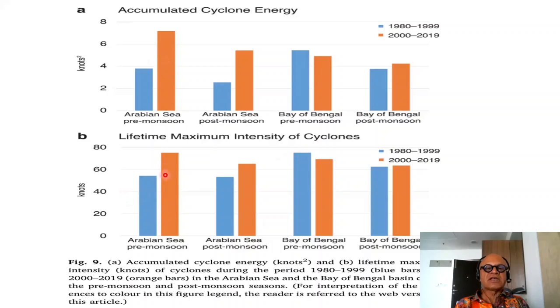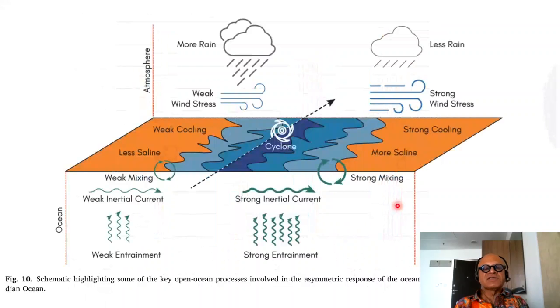the accumulated cyclone energy. Pre-monsoon shows a significant increase here, of whatever percentage you can see here, and similarly for the post-monsoon over the Arabian Sea. But Bay of Bengal pre-monsoon shows a slight decrease, and is almost similar in the two periods considered here for the Bay of Bengal. So these have to be considered as well.